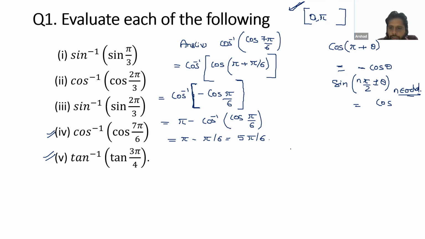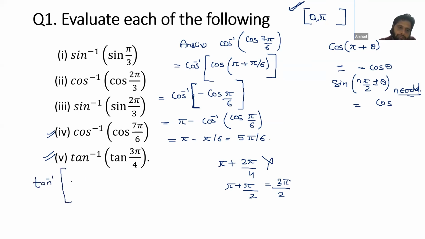Why are you writing this pi plus 2 pi by 4? For pi plus 2 pi by 4 means pi plus pi by 2, and this will give you 3 pi by 2. So no, that is not correct. In place of 3 pi by 4, you can't write this. So what is the range for tan inverse? Minus pi by 2 to pi by 2.